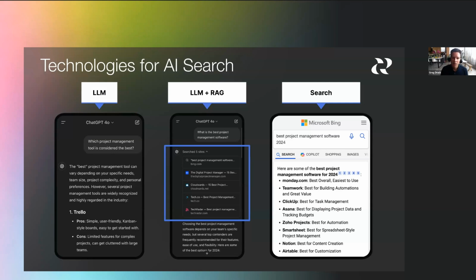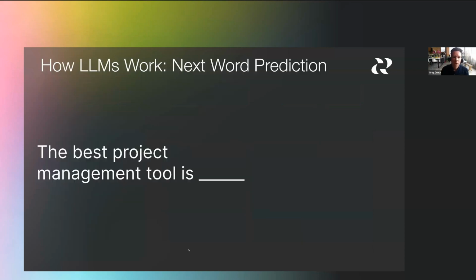The narrative right now, I think, is that large language models are going to make traditional search obsolete. But what we'll see is that what's actually happening is that answer engines are building on top of traditional search engines. So let's start by talking a little bit about large language models.